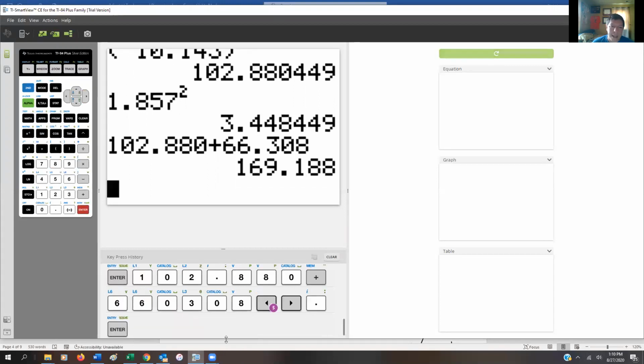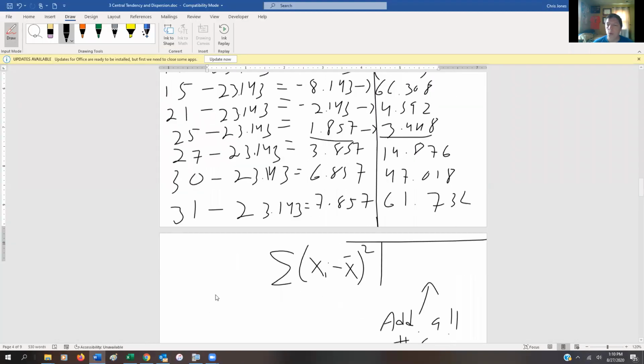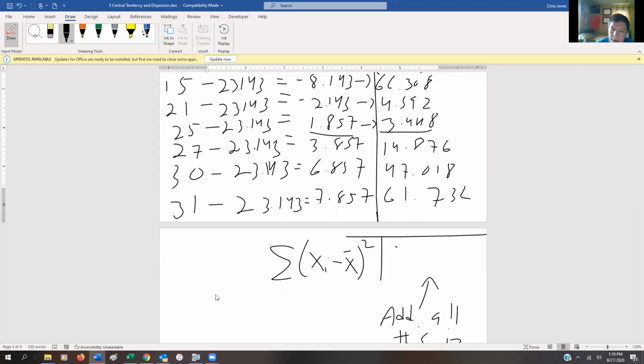Now that's not the real answer, but we would just go through and keep adding those up, dot, dot, dot, and just keep doing that. Just to illustrate what we end up with, you would go through and eventually you would end up with 300.857. Now that is the sum, but that is not the standard deviation.